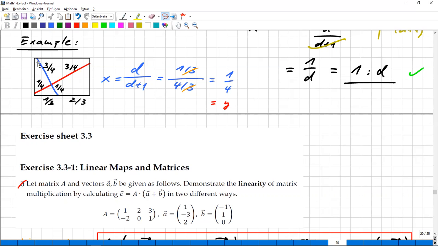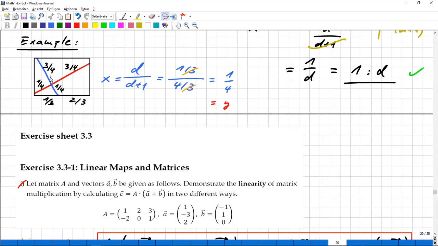So of this blue line, this is 1/4 of it. And of this red line, this is 1/4 of it. And the remaining 3/4 are here and here. So that's a fact, and the exercise is to prove this.